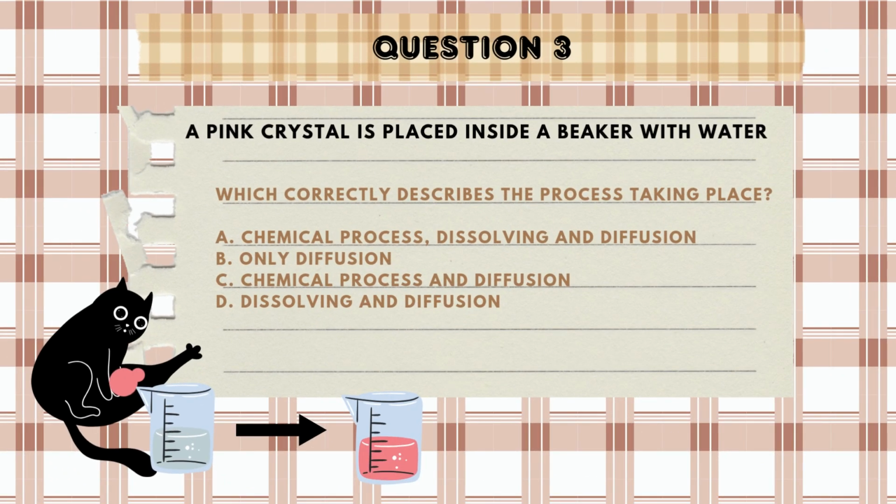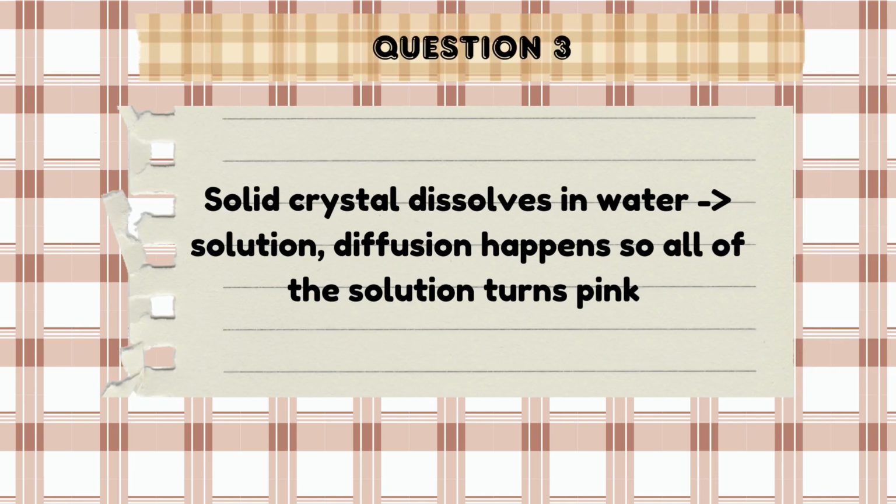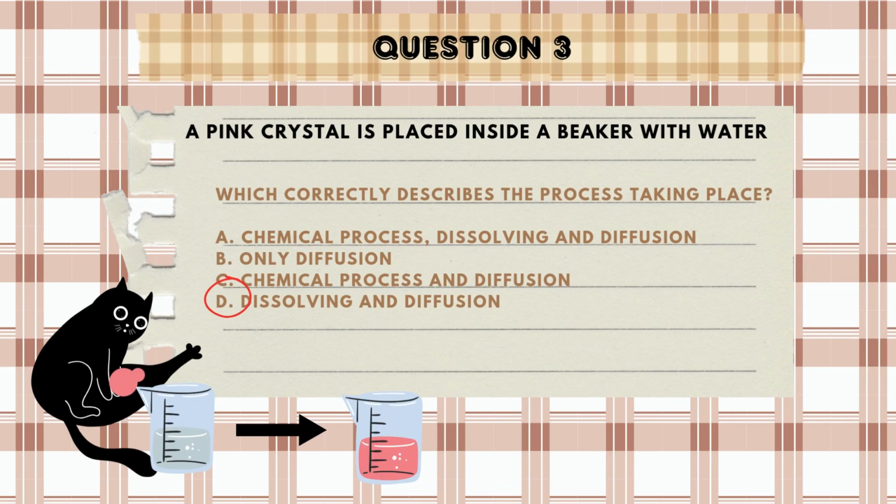Third question. A pink crystal is placed inside a beaker with water. Which correctly describes the process taking place? The crystal dissolves in water. They do not change states. Although it looks like it turns into a liquid, it is not what is happening. Solid can only turn into liquid when melting occurs. This is also not a chemical process because no new substances are formed. After being dissolved, the tiny solid particles move through liquid and get distributed through diffusion. So the correct answer is D, dissolving and diffusion.